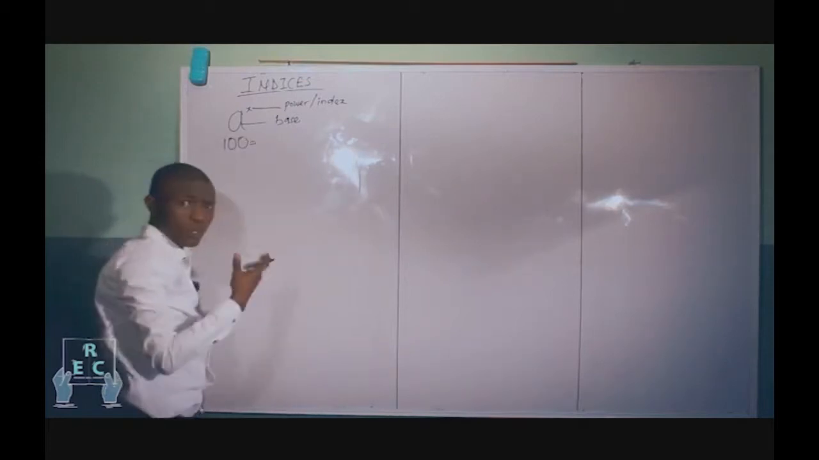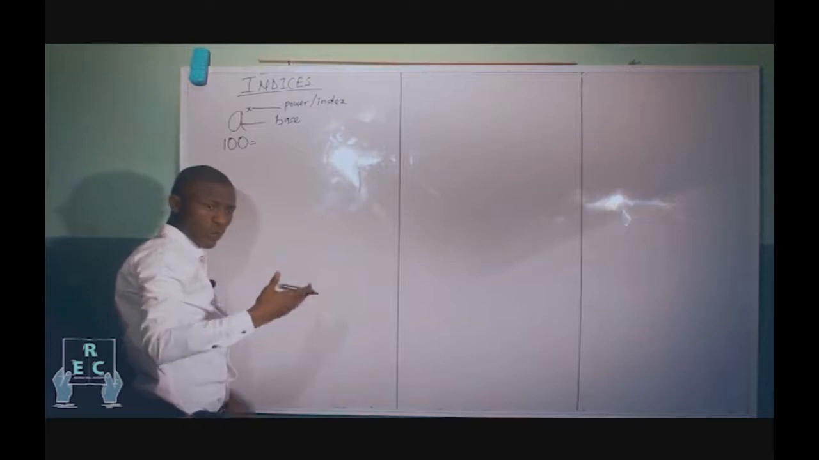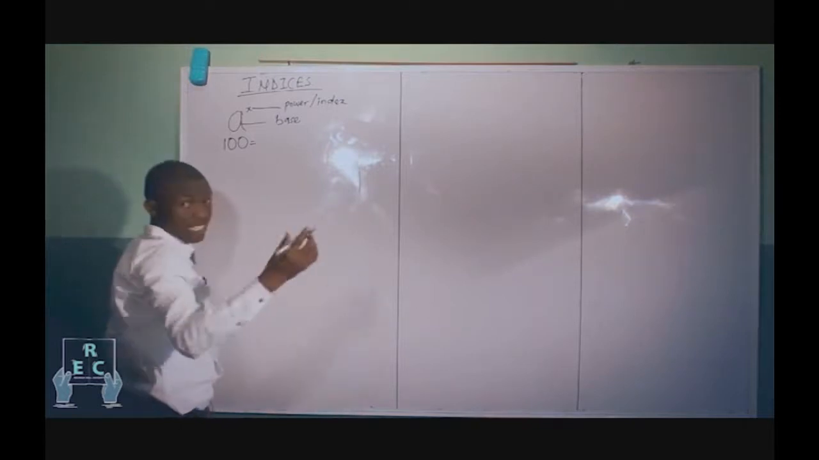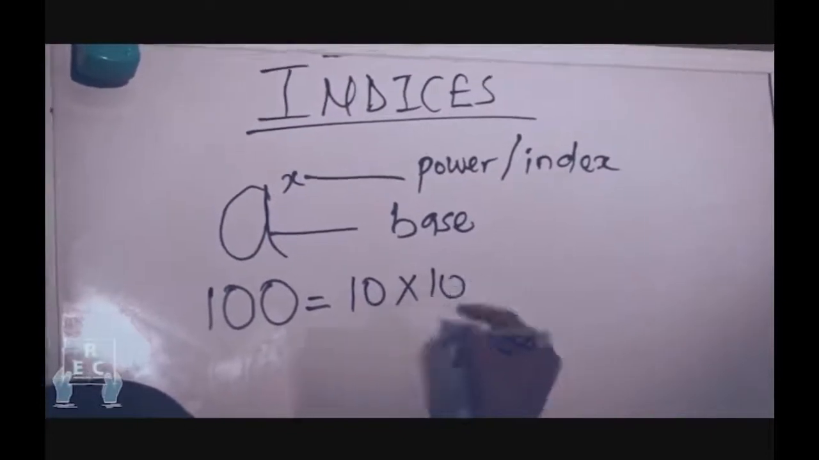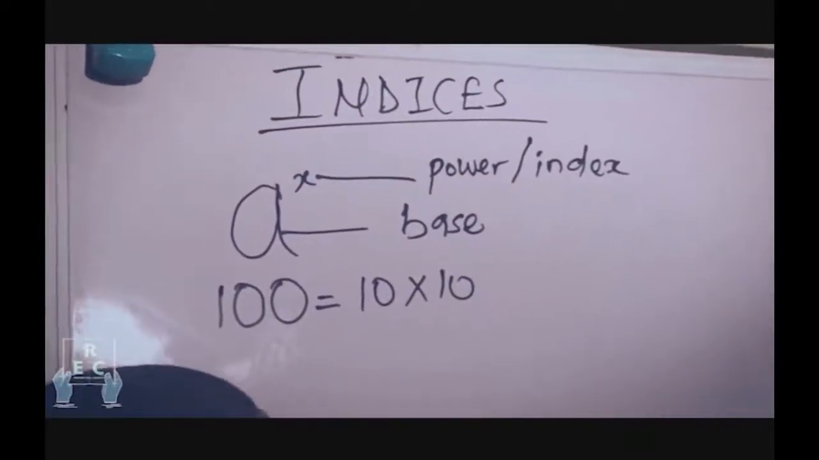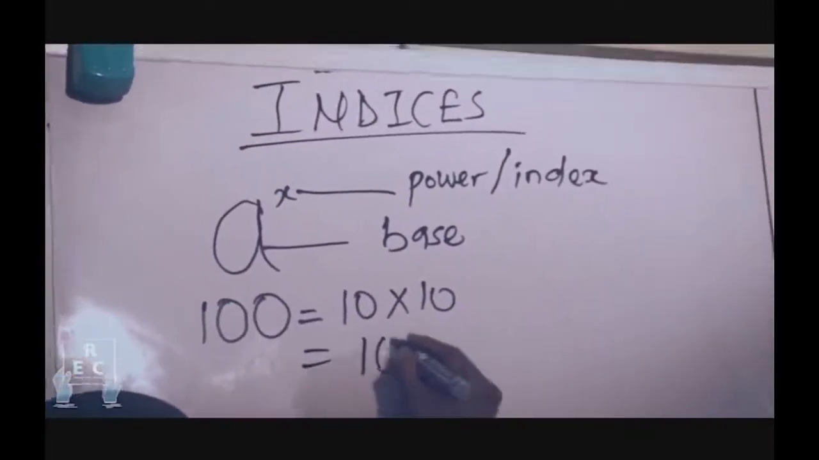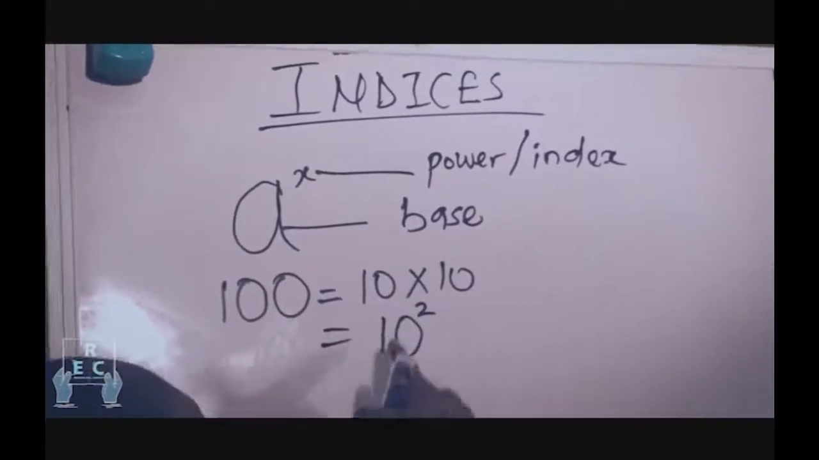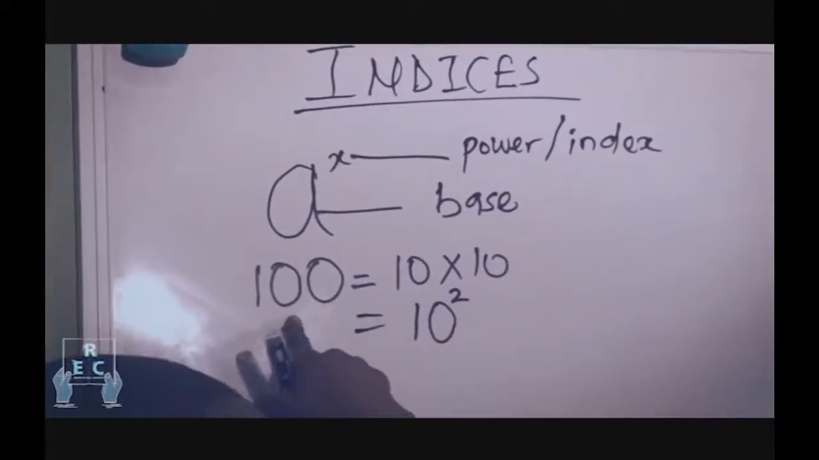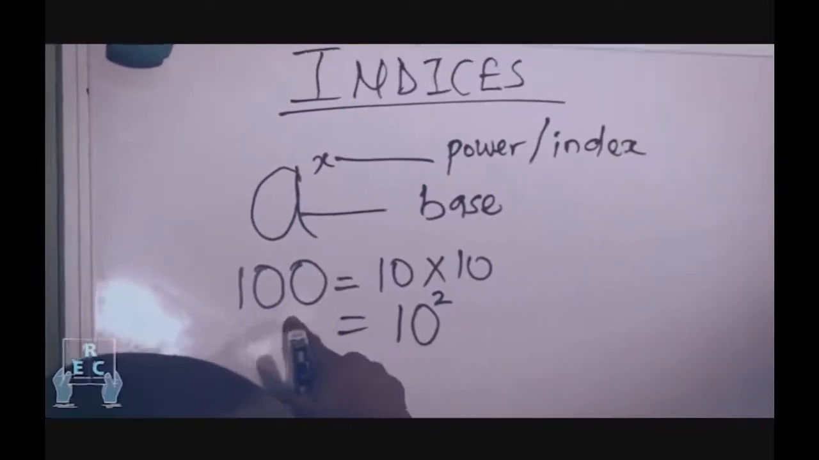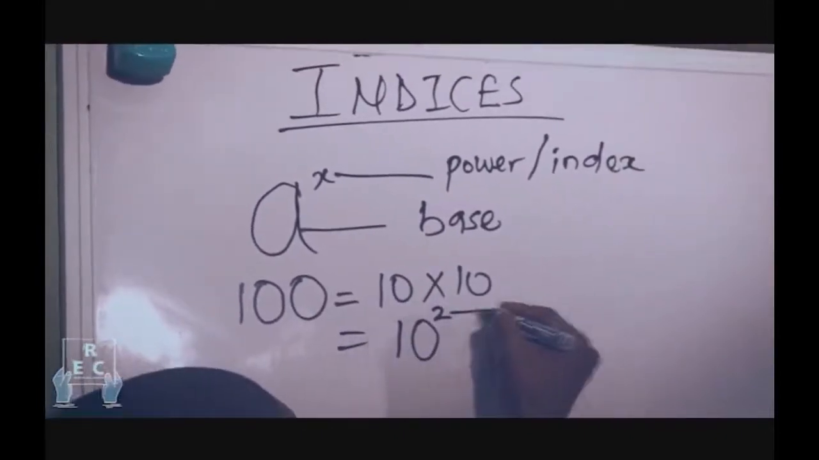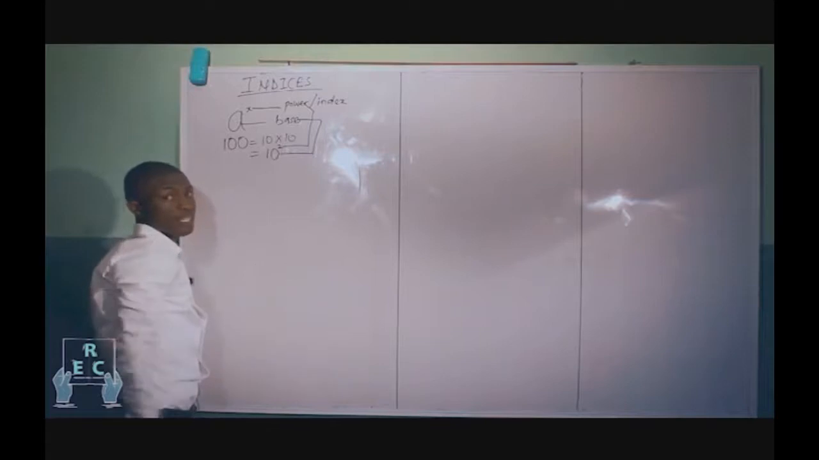How do we split 100 in tens? It is 10 multiplied by 10, and that is equivalent to 10 raised to the power of 2. This is the index form of 100. So I can say 2 here is our power, while 10 here is our base.